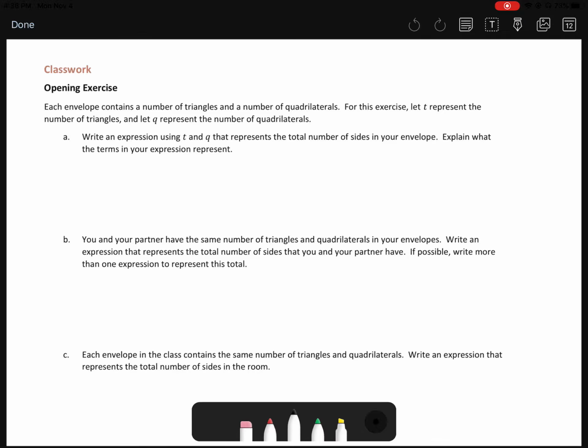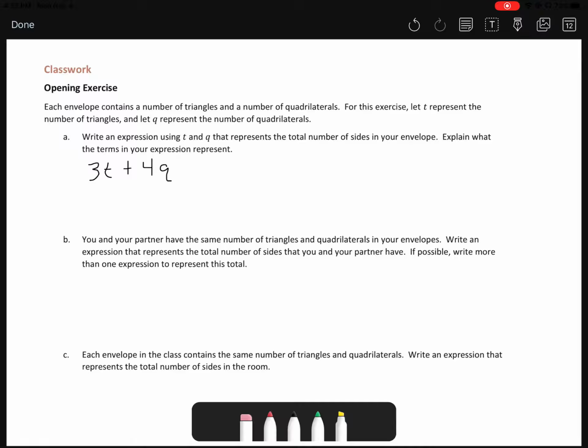The expression will be 3T plus 4Q. Now, what does that mean? Triangles have 3 sides, and quadrilaterals have 4 sides. So the 3 means the number of sides, and the T means triangles. The 4 means the number of sides, and the Q means quadrilaterals.